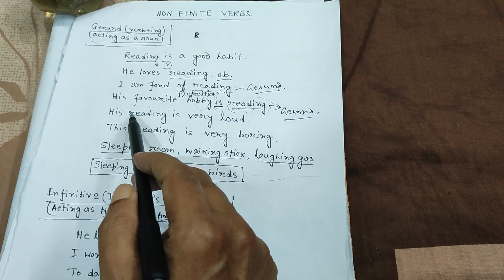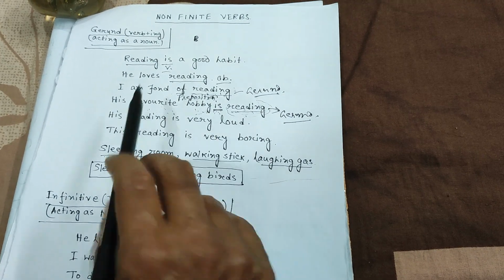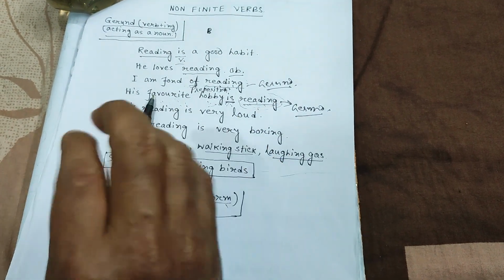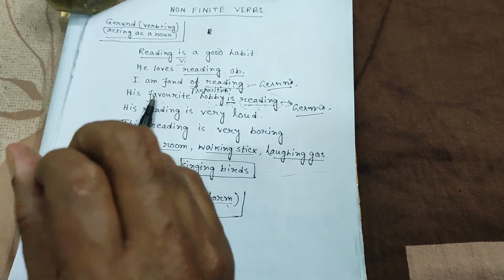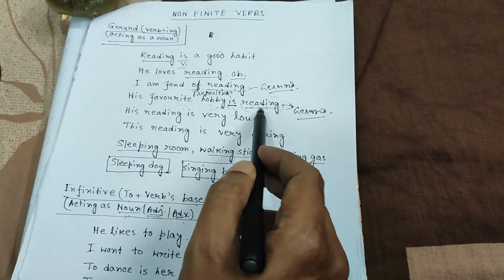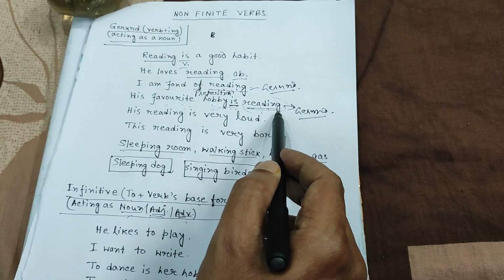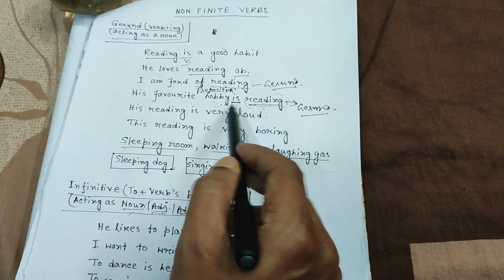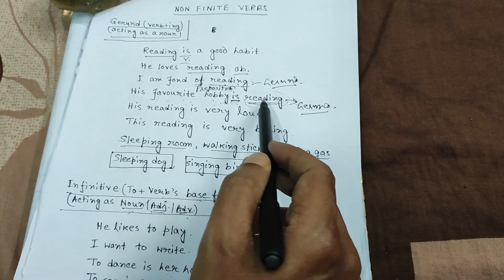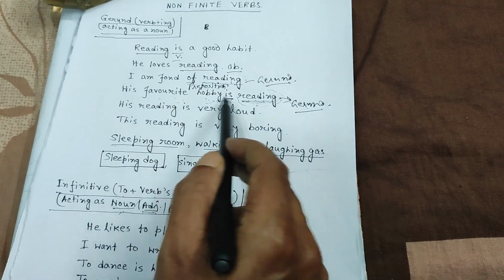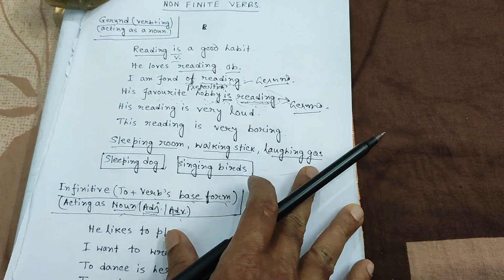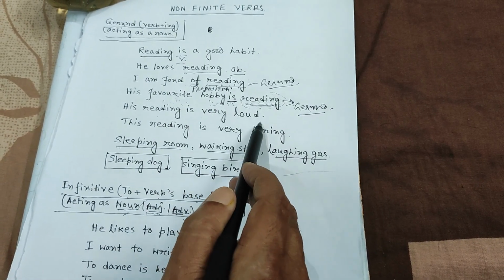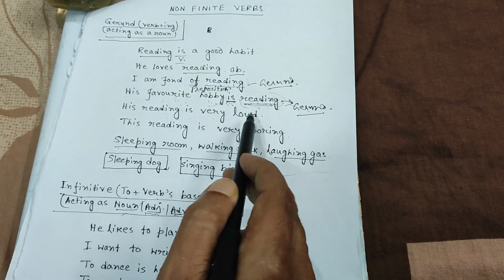If I say, suppose, my favorite hobby is, and then I stop, it will be of no meaning to you. So I must add a word after it in order to complete the meaning of the sentence. So this is a complement of the be verb, and only a gerund can be the complement of the be verb. This is also called subject complement. Next line. His reading is very loud.